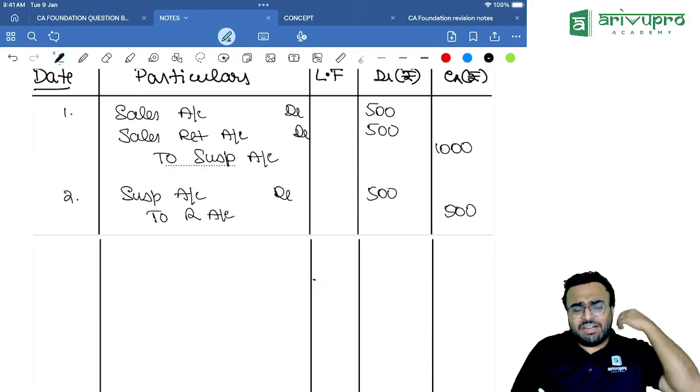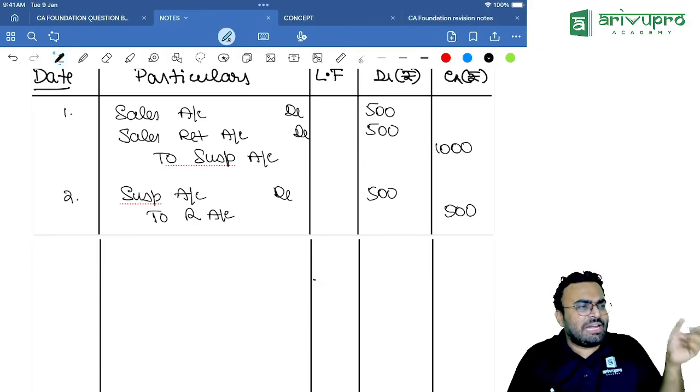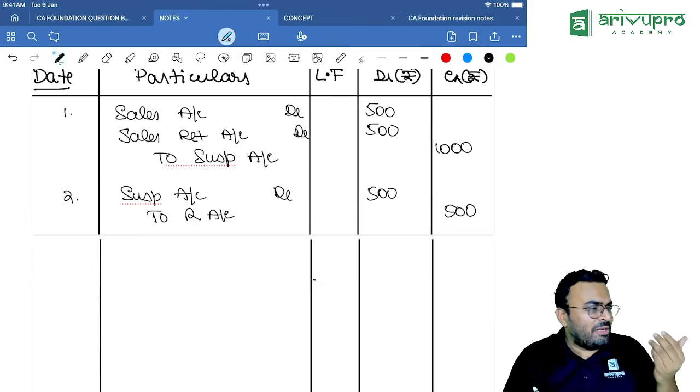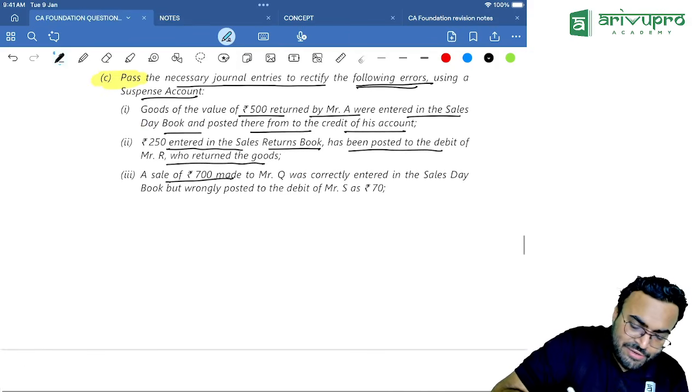Why are we crediting R 2 times? Once we are crediting R to give the correct effect. Once more we are crediting R to remove the debit which is there. So we are crediting R double, 500. Clear? Third one. A sale of 700 made to Mr.